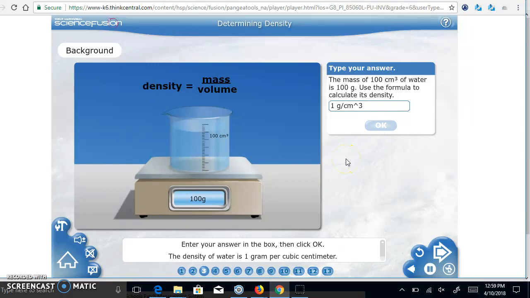The density of water is 1 gram per cubic centimeter. Density is determined by two physical properties, mass and volume. It is a characteristic physical property. Unlike mass and volume, the density of a substance does not depend on the amount of the substance.